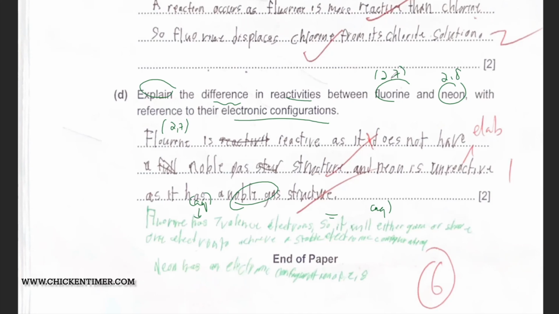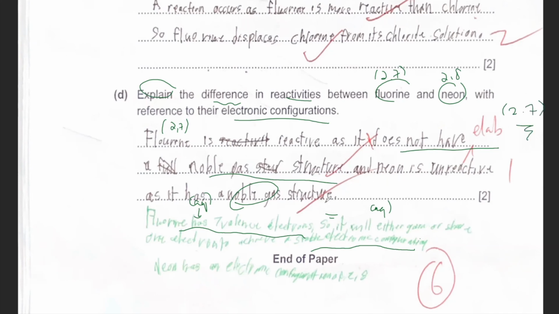So with that, you have the electronic configuration already, then you can start saying that fluorine has 7 valence electrons. So it will gain or lose electrons to achieve the stable electronic configuration. Then you see your answer does not have a noble gas structure, because you were asked to elaborate and you did not write this. Then you say neon is unreactive as it has a noble gas structure. So you're lacking on this part. Okay? So this is the end.